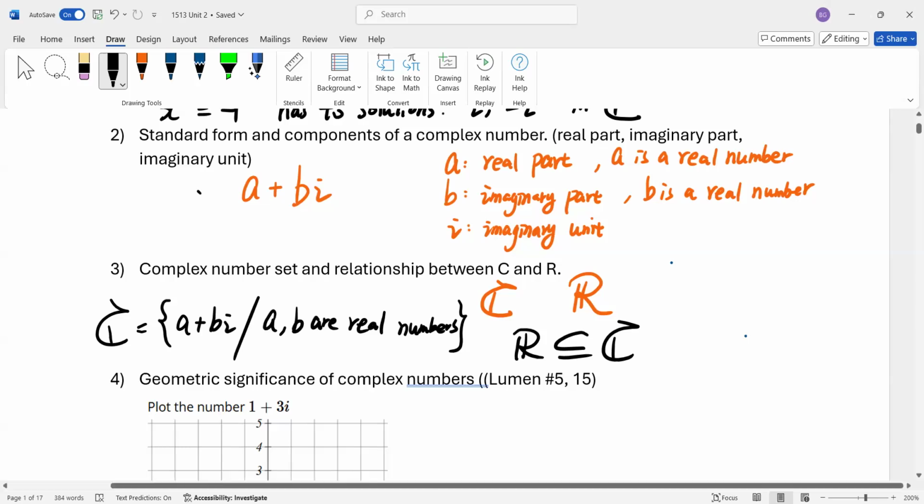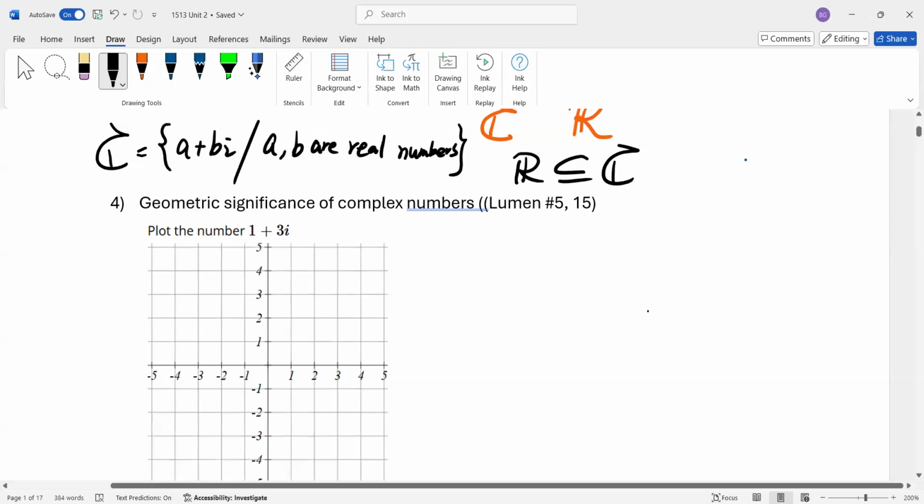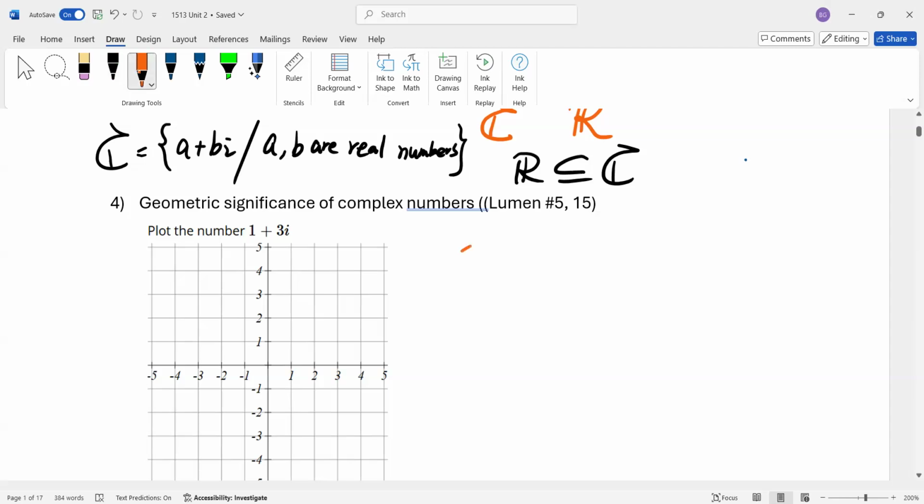All right? Next, geometric significance of complex numbers. Okay, so I want to start with the geometric significance of the real number set. I don't know if you remember this. There is a one-to-one correspondence relationship between any number in the real number set.